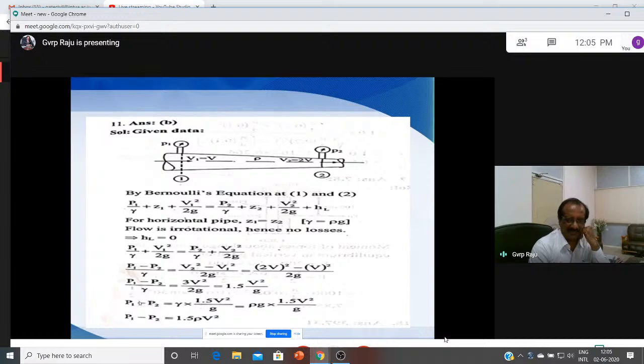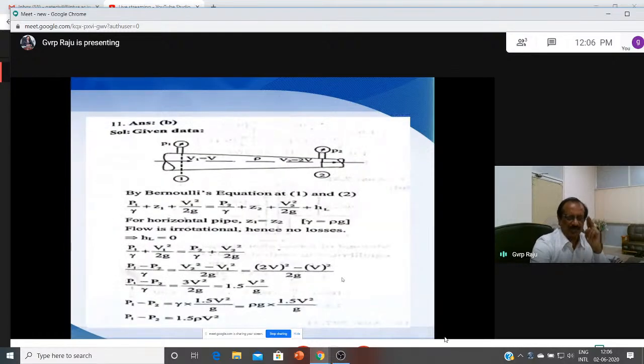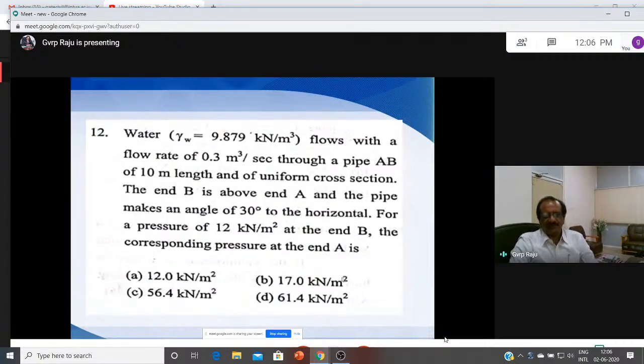To find the pressure difference P1 minus P2, take gamma here: gamma into 3V square by 2G, and this gamma or W is equal to rho into G. So you can take rho G in place of gamma. Rho G into 3V square by 2G, and G cancels. So this is 1.5 rho V square. So the answer is B here, 1.5 rho V square. These problems are all 2-mark problems. It may take time for the solution, but it is not difficult, and you can solve quickly if you remember the equations, notations and assumptions properly.